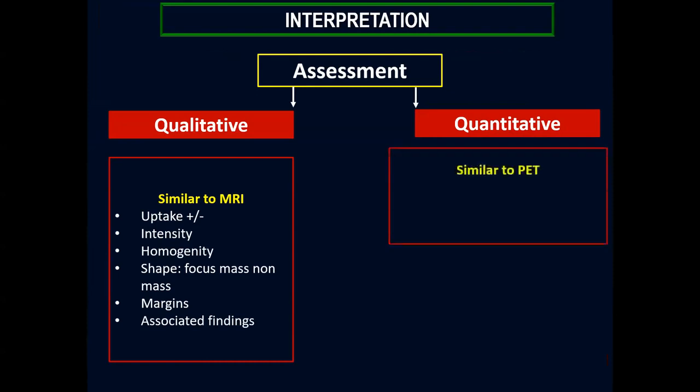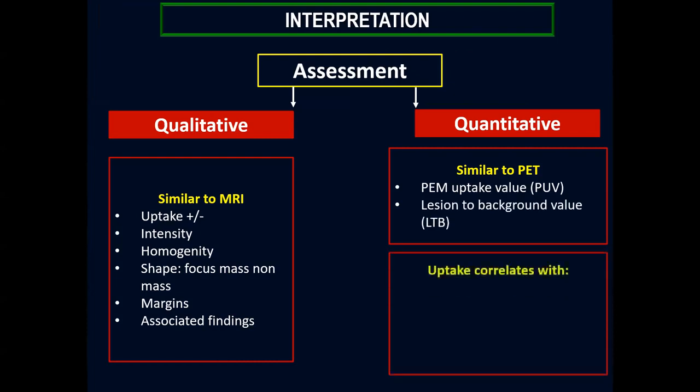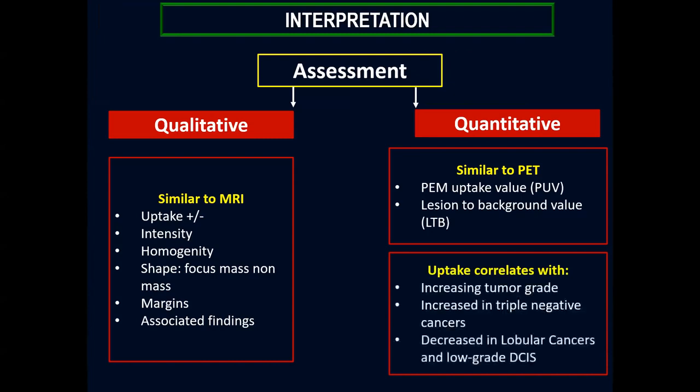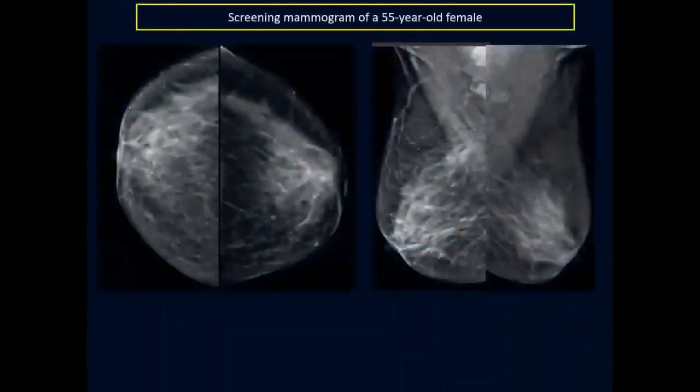For the quantitative assessment, it is similar to PET, where we measure the PUV value, which corresponds to the SUV value, and we also measure the lesion to background value, which is called the LTP. The uptake correlates with the increasing tumor grade. It also increases in triple-negative breast cancer, and it decreases in lobular cancers and low-grade DCIS.